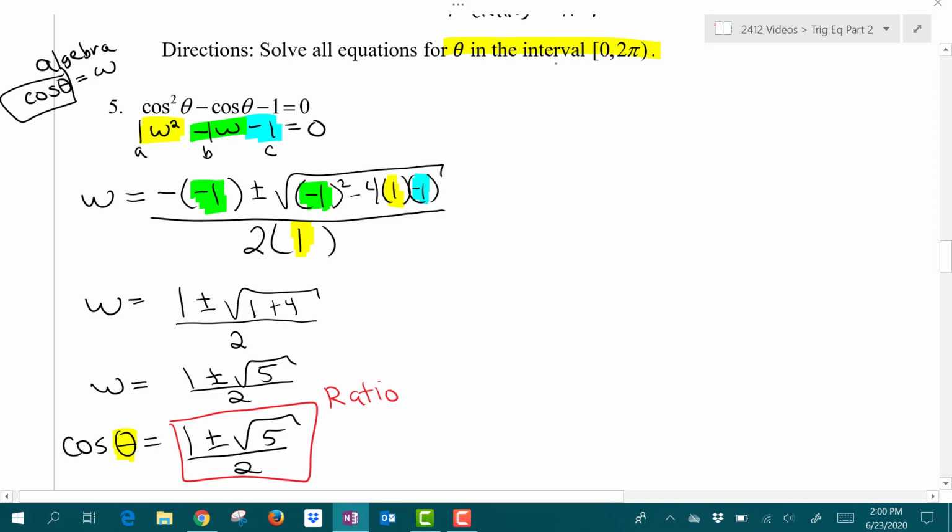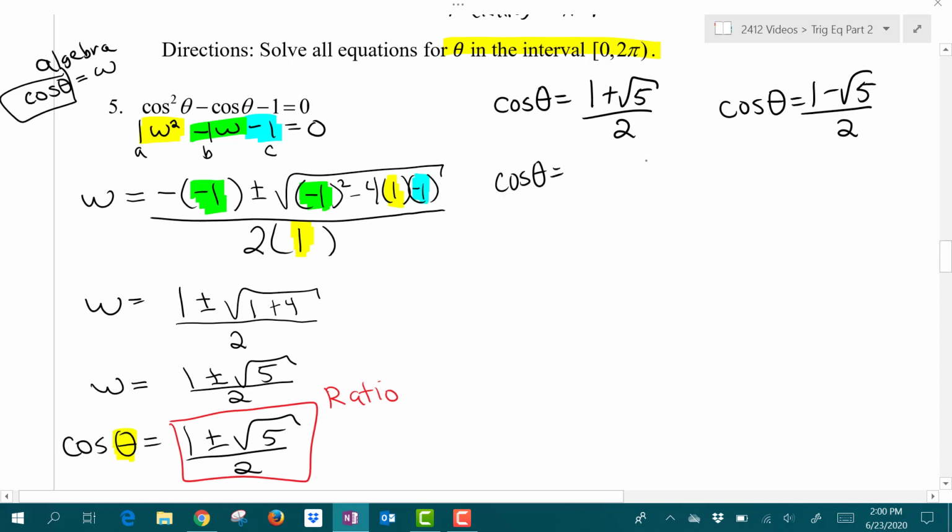Now, we actually get two ratios, right? We have cosine theta is equal to 1 plus the square root of 5 divided by 2. And on the other hand, we have cosine theta is equal to 1 minus the square root of 5 divided by 2. So we actually do end up with two ratios because of that plus and minus. Now what I like to do, and I would encourage you to do the same thing, is to figure out what these ratios actually are.